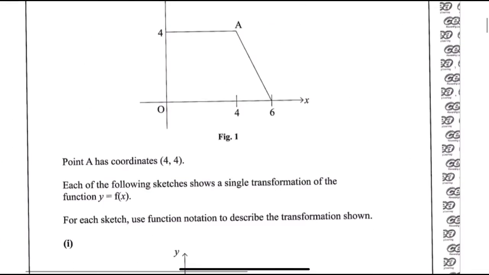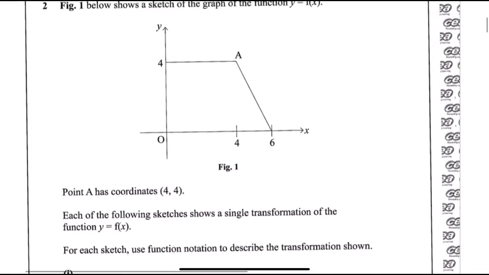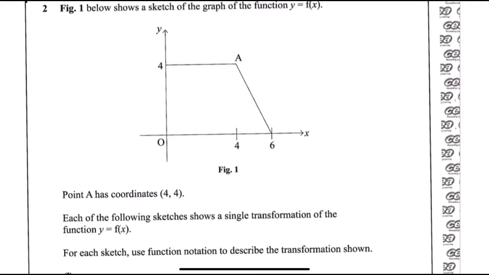Question 2, we've got a transformation question. I'm not a big fan of these questions. It says, below shows a sketch of the graph of y is equal to f of x. Point A has coordinate 4, 4. Each of the following sketches shows a single transformation of the function y is equal to f of x. For each function, you use function notation to describe the transformation shown.